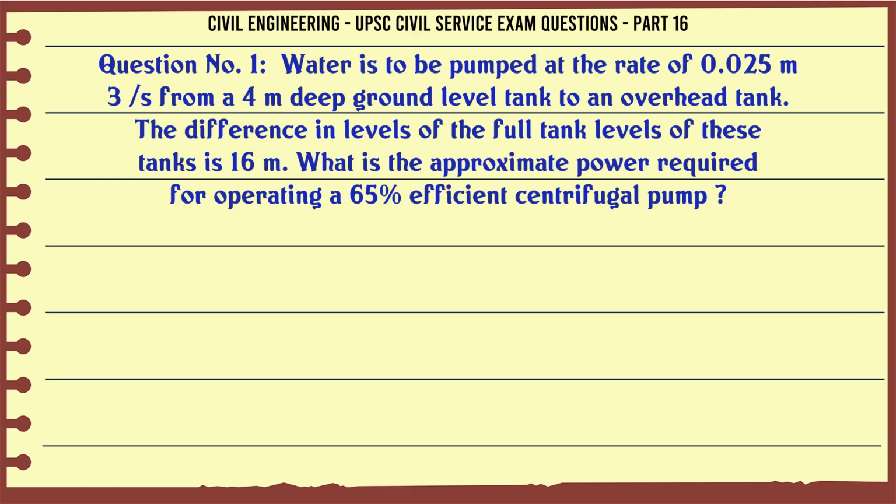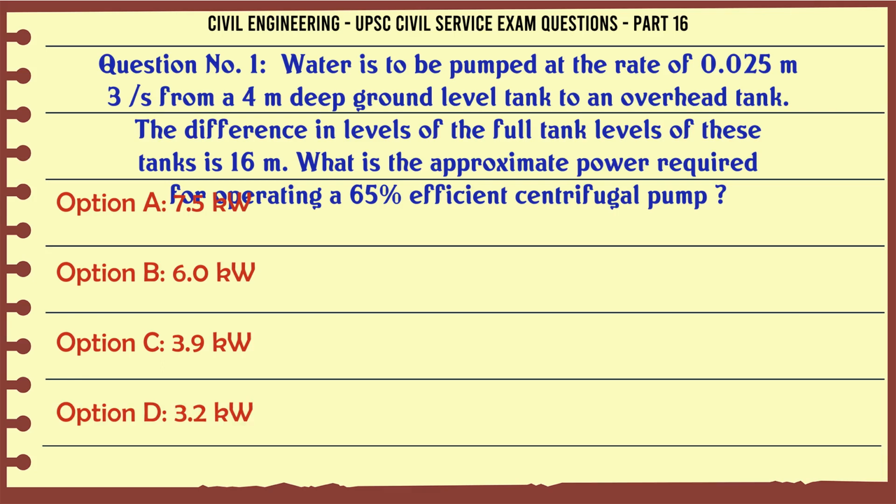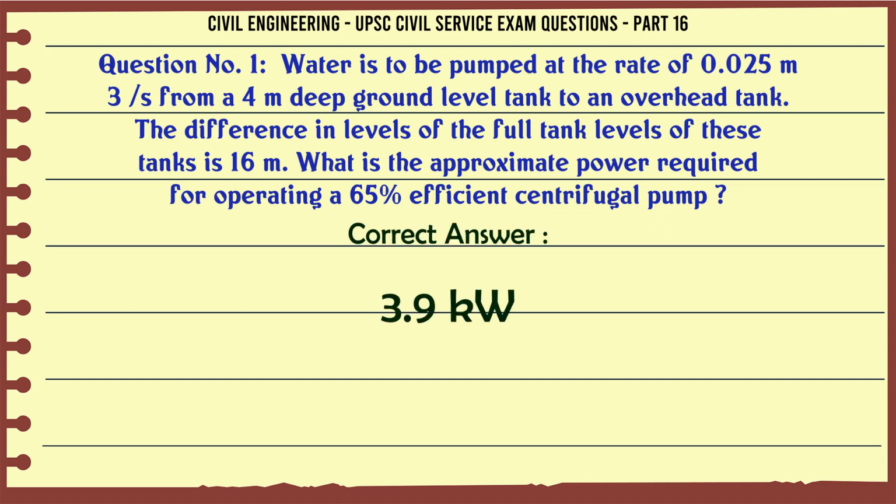Water is to be pumped at the rate of 0.025 m³/s from a 4 m deep ground level tank to an overhead tank. The difference in levels of the full tank levels of these tanks is 16 m. What is the approximate power required for operating a 65% efficient centrifugal pump? A. 7.5 kilowatts. B. 6.0 kilowatts. C. 3.9 kilowatts. D. 3.2 kilowatts. The correct answer is 3.9 kilowatts.